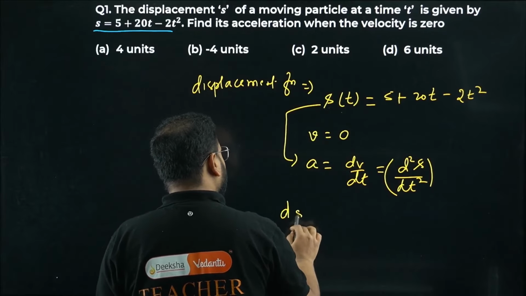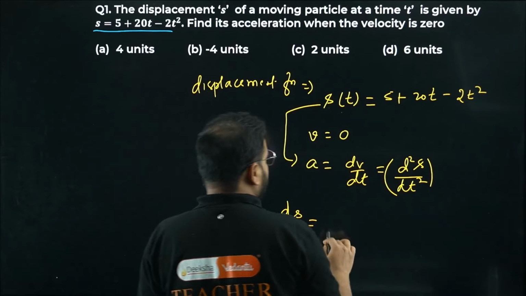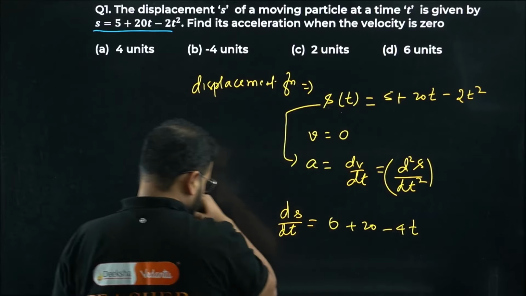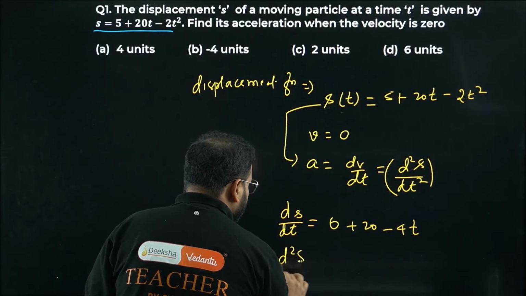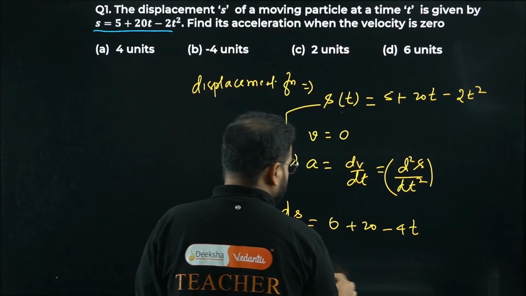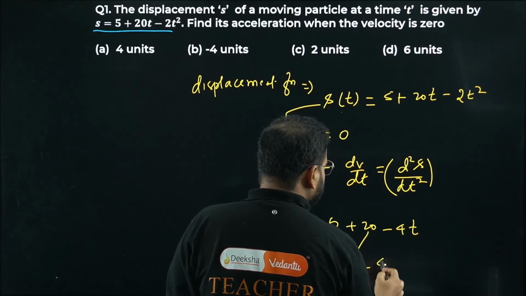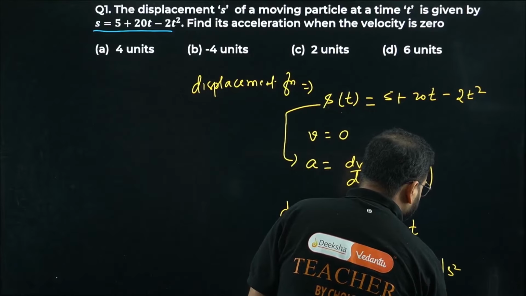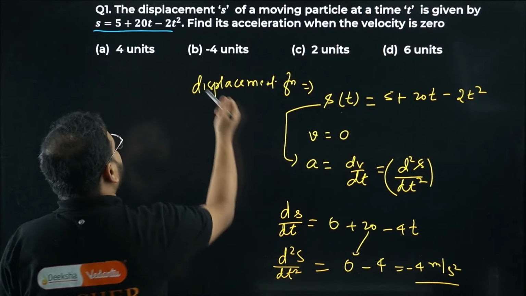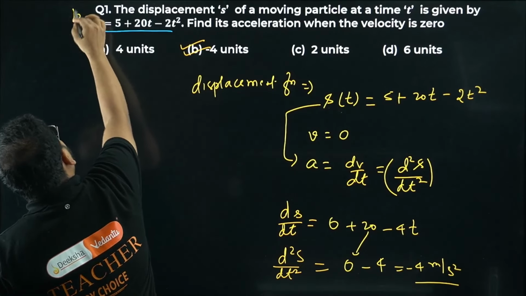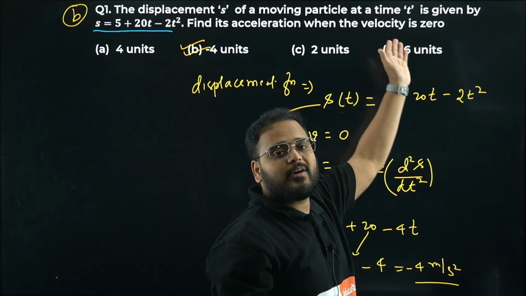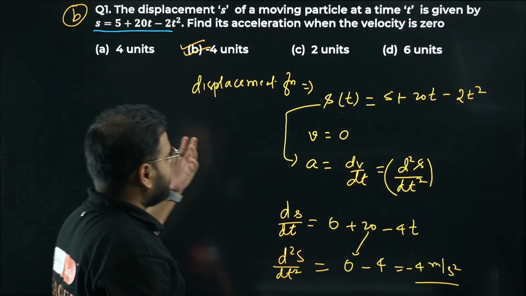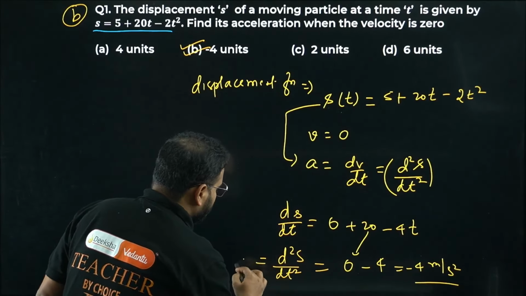Let's do it first. We get ds by dt: 5 will become 0, this will become 20, and this will be minus 4t. Now d square s by dt square: 20 is gone, so it will be minus 4. This gives minus 4 meter per second square. Option B is correct. The condition on velocity doesn't play any role here because the acceleration is a constant value. That's why simply minus 4 meter per second square is your acceleration. Clear, right? Not a problem.